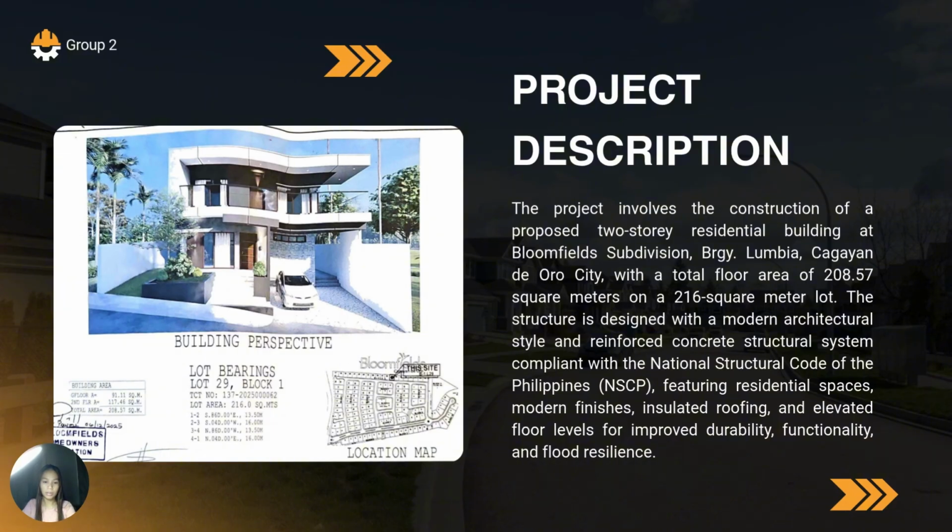The structure is planned in compliance with the National Structural Code of the Philippines, or NSCP, to ensure safety, durability, and structural stability. The project also includes modern residential finishes, insulated roofing, and elevated floor levels. These features help improve the functionality of the house while increasing protection against flooding and environmental conditions. Overall, the project aims to provide a durable, safe, and comfortable residential structure suitable for modern family living.